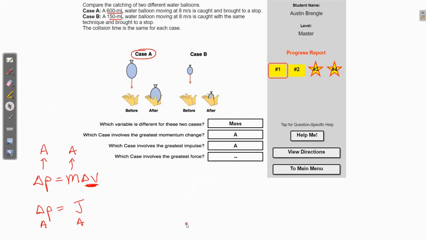Now, which case involves the greatest force? Once again, we're going to change this equation to change in momentum is equal to force times the impact time.